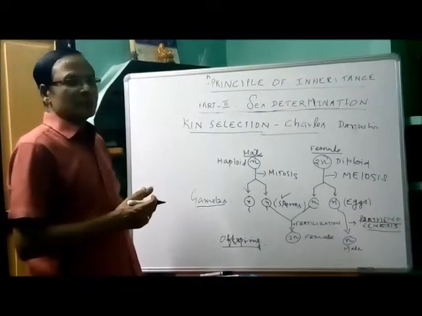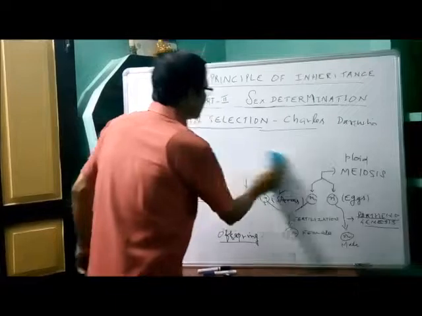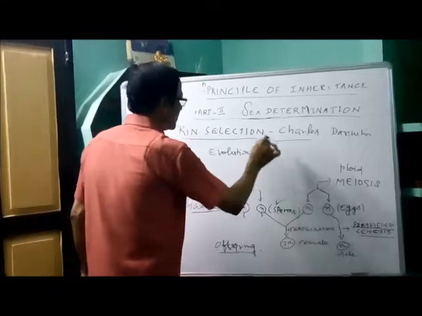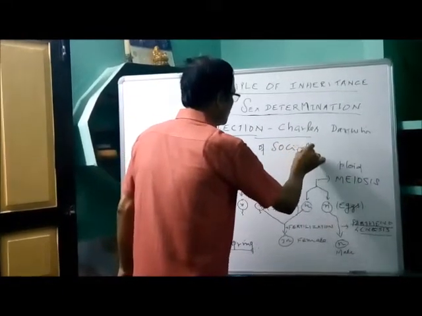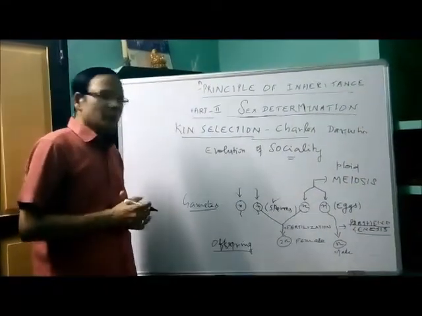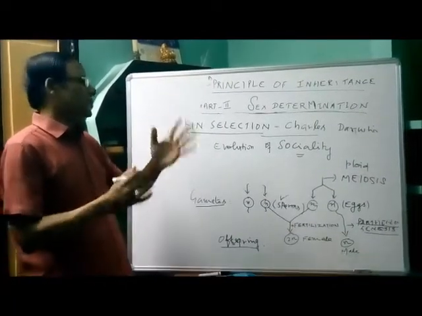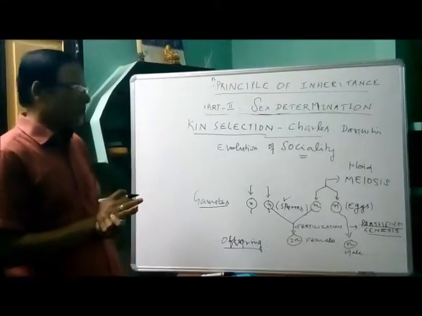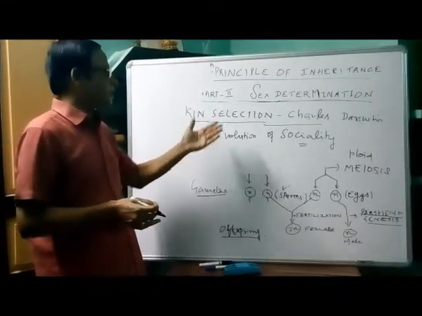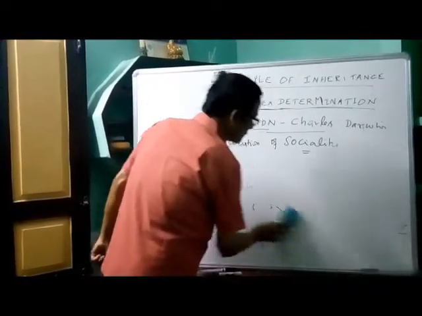Now, this kin selection normally is responsible for the evolution of sociality. This is the significance. What is sociality? That is society, a group of individuals living together in a cooperative manner with a division of labor. Now it is observed in the case of honeybees. In the case of honeybees, we have three different types in the colony.